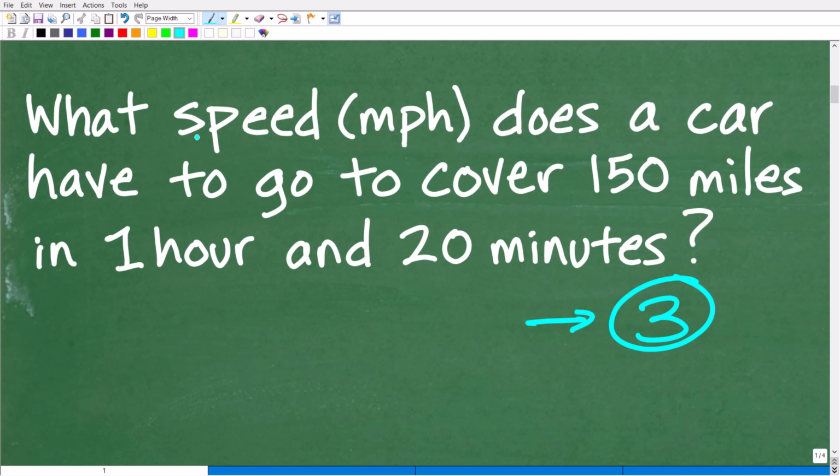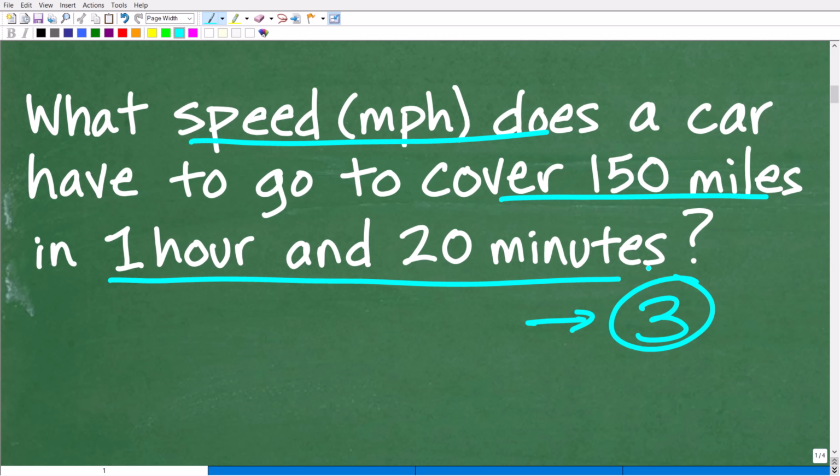And here we're looking for the speed of this car, and it's going 150 miles. It's trying to cover this 150 miles in 1 hour and 20 minutes. So we're looking for the miles per hour.